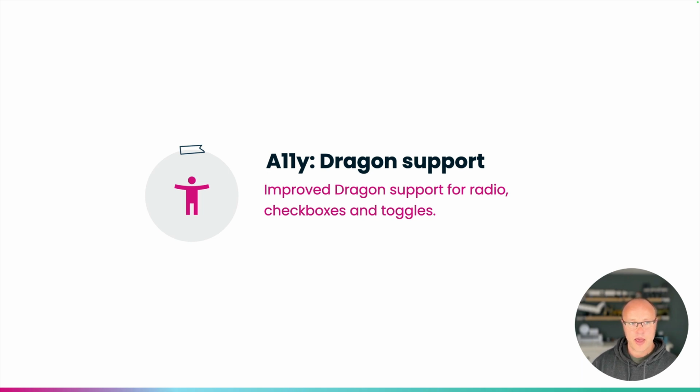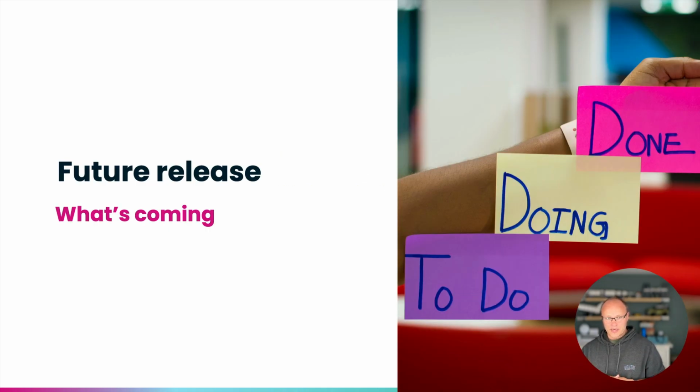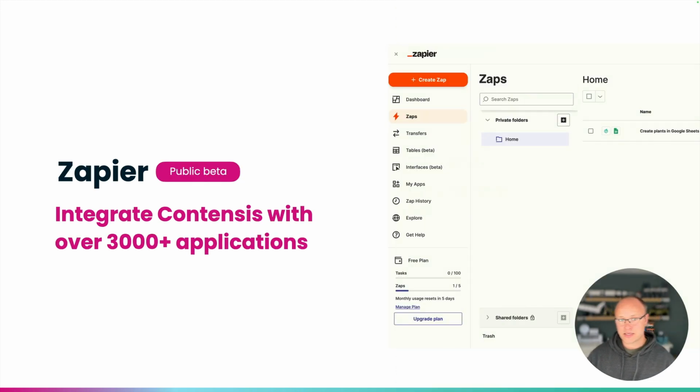So that's the latest version of Contensis, but what are we doing? Well, we're continuing to work on a whole bunch of features, one of which we've mentioned in the past, which was Zapier. Zapier is actually now in public beta, so you can head over to zapier.com and start creating zaps to integrate Contensis with a whole range of applications.